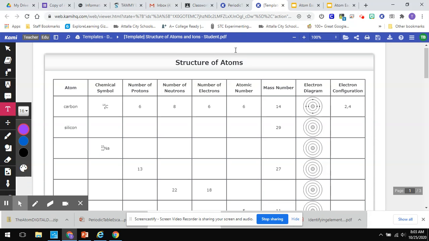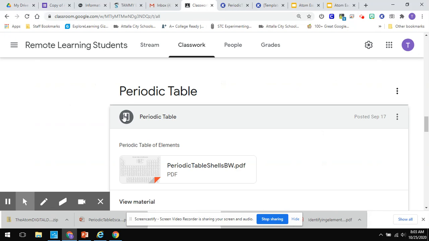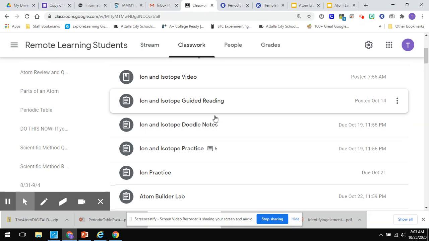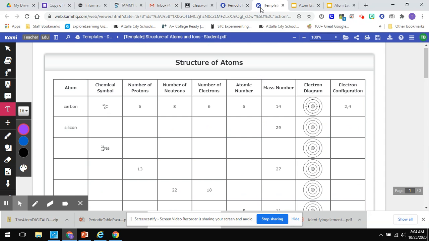So the first assignment that I'm going to go over in your classroom, if you were under the ion and isotope topic, just as a reminder to make sure that everybody's doing this properly, you should always be starting at the top and working your way down. So these assignments right here were just practice things, just getting some background information and then doing a doodle note. This is the first real assignment where you have to do work figuring out the ions and isotopes. So that is what this assignment is right here. So I'm going to do a few samples with you.